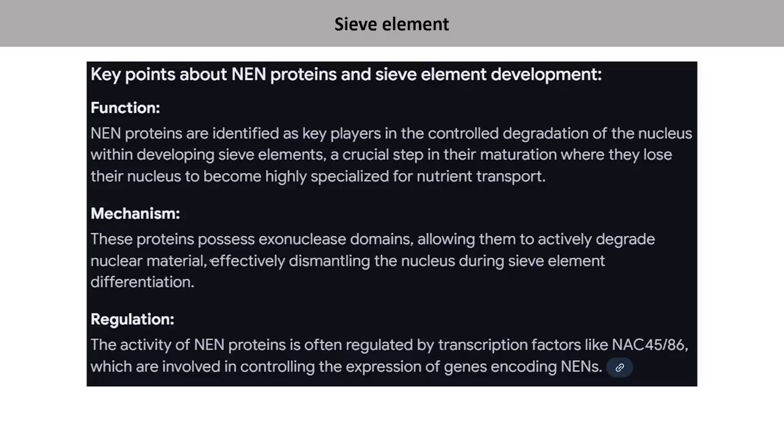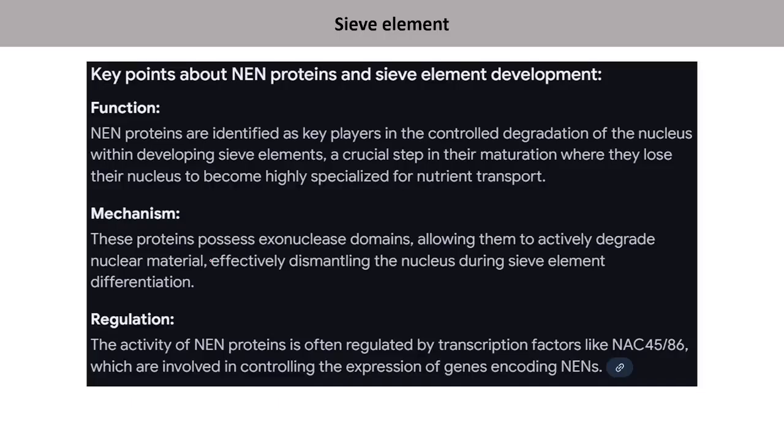Now, how exactly does this happen? What is the mechanism behind the development of the sieve element? So basically, these NEN proteins have the exonuclease property. That is, they have the exonuclease domain. Because they possess this exonuclease domain, this allows them to actively degrade the nuclear material. And once this nuclear material is degraded, it will eventually dismantle the nucleus during the formation of the sieve element. So that is how this NEN protein works.